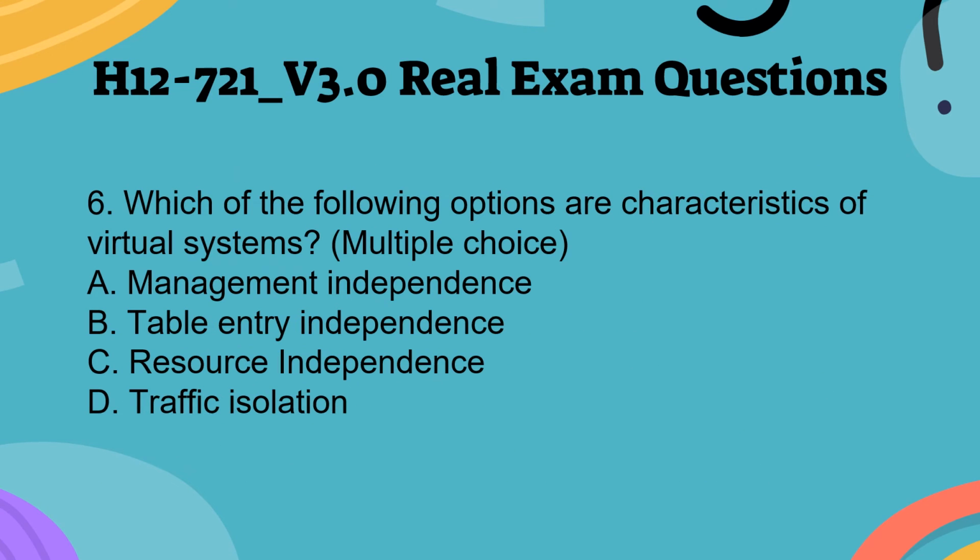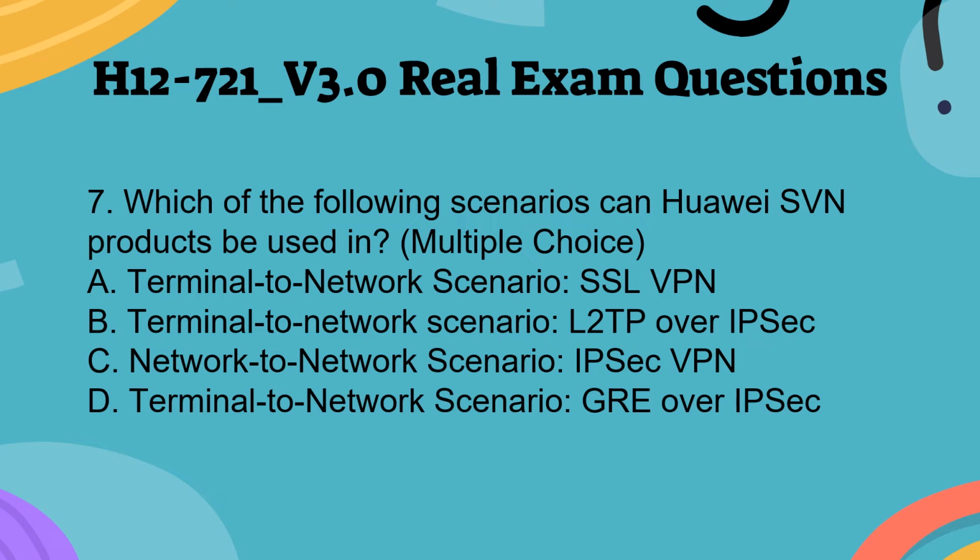6. Which of the following options are characteristics of virtual systems? Multiple choice. A. Management independence. B. Table entry independence. C. Resource independence. D. Traffic isolation.